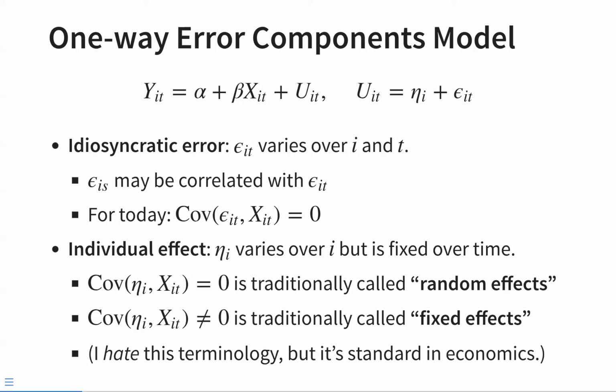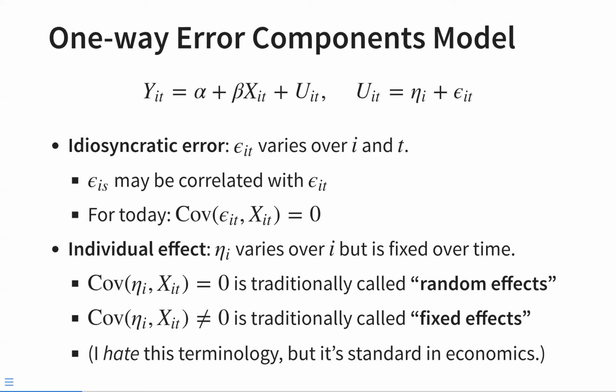So when the covariance between eta i and xit is equal to 0, that is traditionally called random effects. When the covariance between eta i and xit is not 0, it's traditionally called fixed effects, and I just want to let you know that I completely hate this terminology because it's deeply misleading. But because it's so standard in economics, I'm going to refer to it anyhow.